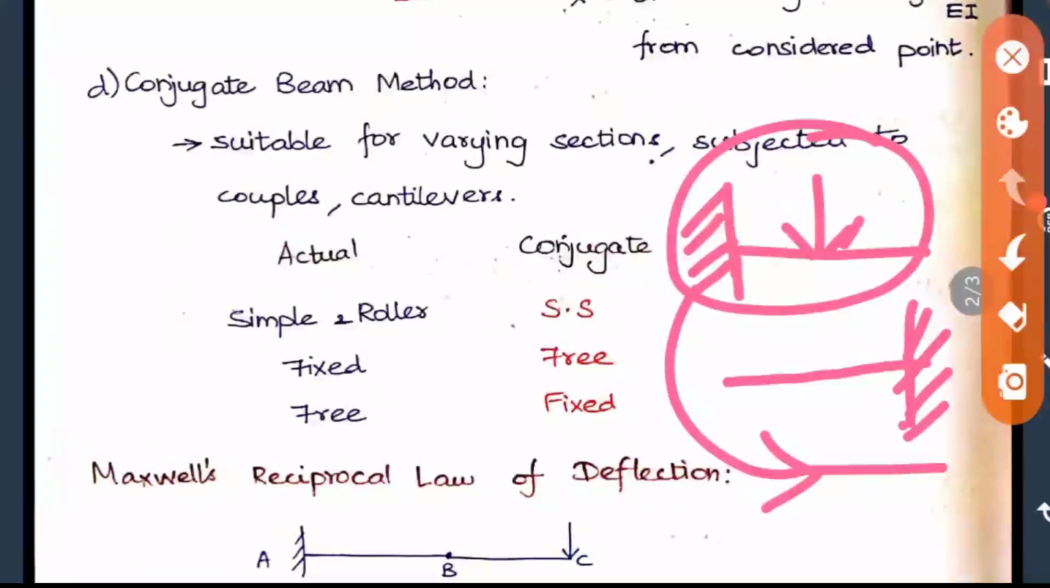How you should consider the supports: if it is a simple support, a pinned support or a roller support, you will consider it the same, so it is a simply supported beam only. If it is fixed, you should consider it as free, and if it is free, you should consider it as fixed in the conjugate beam. So this is also a big process.